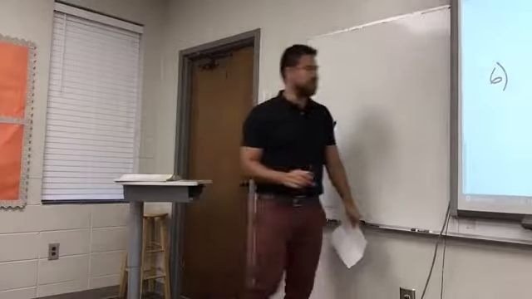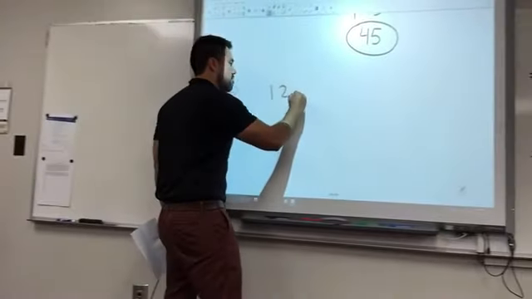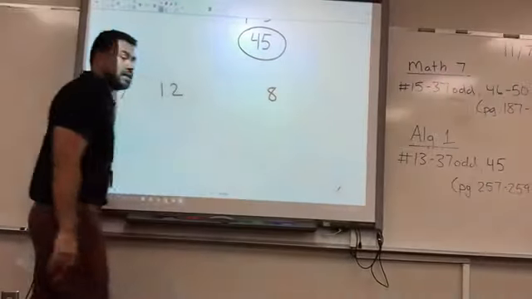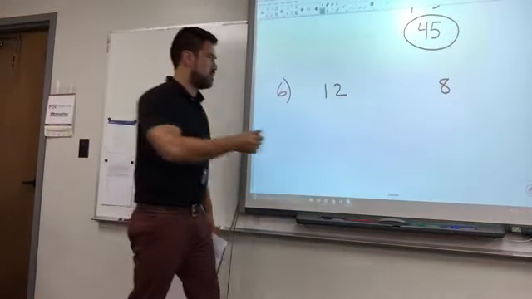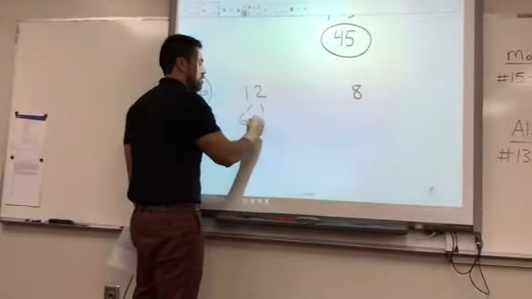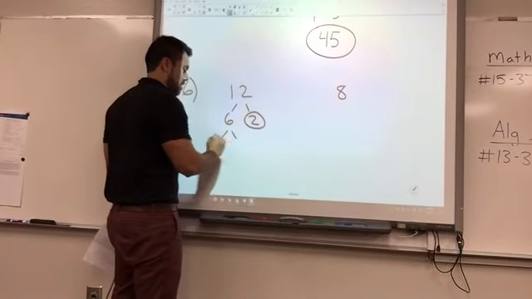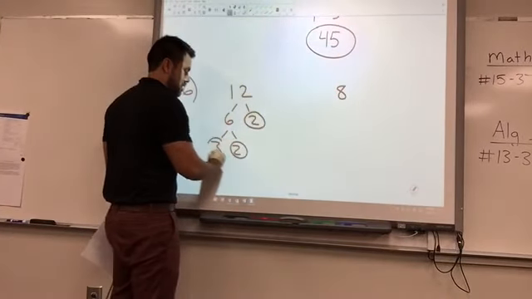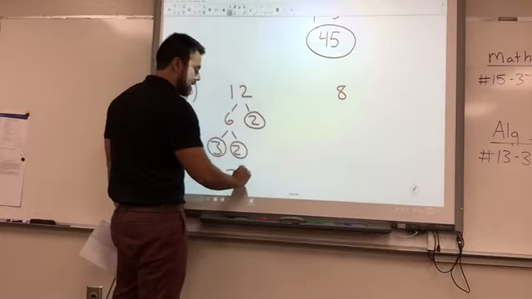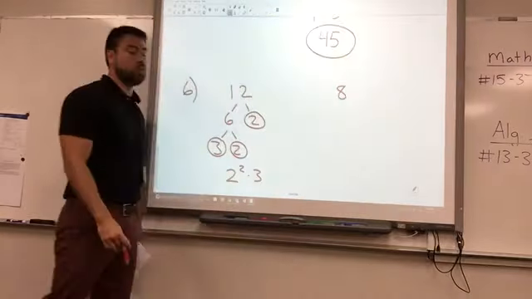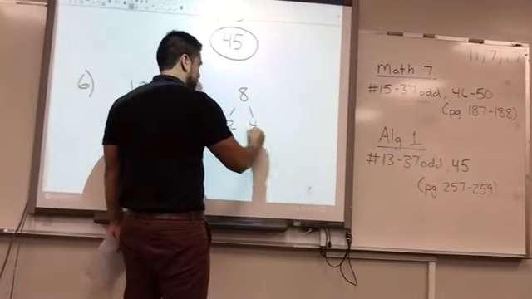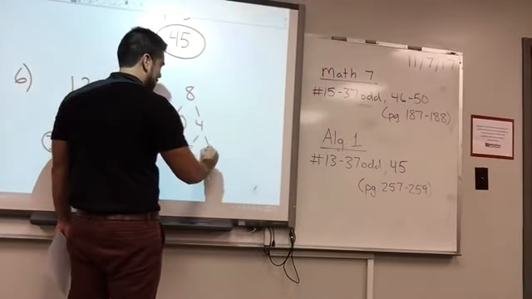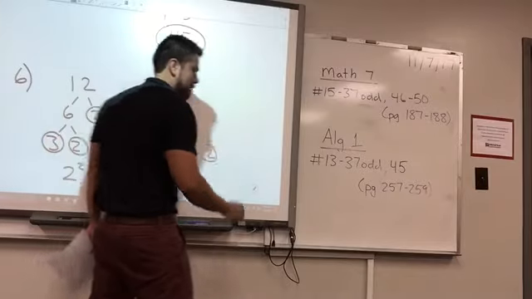Number 6 wants you to find the GCF of 12 and 8. All right, so what I need you to do is get the prime factorization of both numbers. So here, I'll do the tree for you guys who like that, which is fine. So I get 2 to the second times 3 for the 12. And then for 8, I've done 8 so many times now, it's almost like we can memorize it.